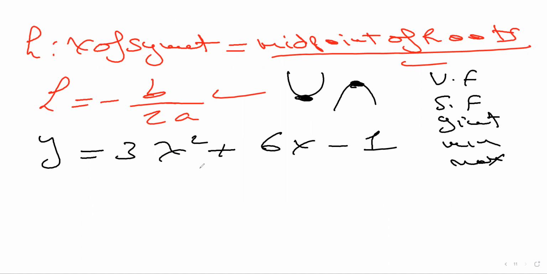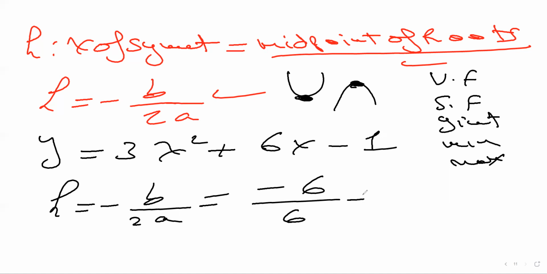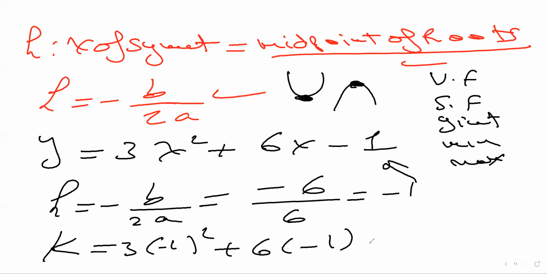Very good. Guys, how do we find h? H equals minus b over 2a, so minus 6 over 6, which is minus 1. How do we find k? I substitute the answer of h in the given. H turned out to be minus 1, so k equals 3 times minus 1 squared plus 6 times minus 1, minus 1. Minus 1 squared is 1, times 3 is 3; 3 minus 6 minus 1 gives minus 4.